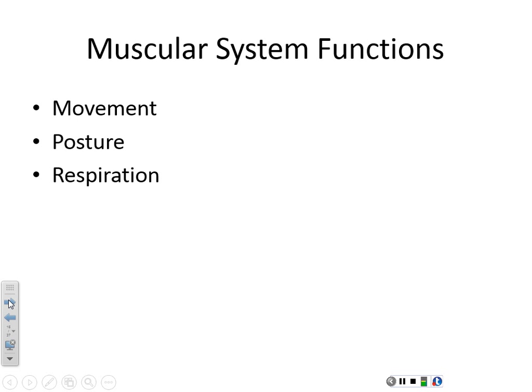Okay? So be able to explain each of these functions, right? You know, and talk about what kind of muscle is involved. Because we got cardiac, we got smooth, we got skeletal muscle. Okay? Heat, of course, is produced by skeletal muscles. Okay? And we talked about how that is.